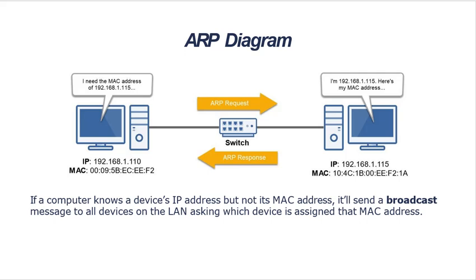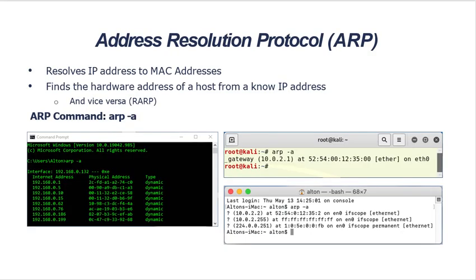And if it was Reverse ARP, it would just be flipped around. We would have the MAC address, but we wouldn't know the IP address. So we would send a Reverse ARP request, and it would just be the opposite in terms of the addresses that we're requesting. Now, jumping back to the first slide, let's take a look at the ARP command to see our ARP cache table in our operating system.